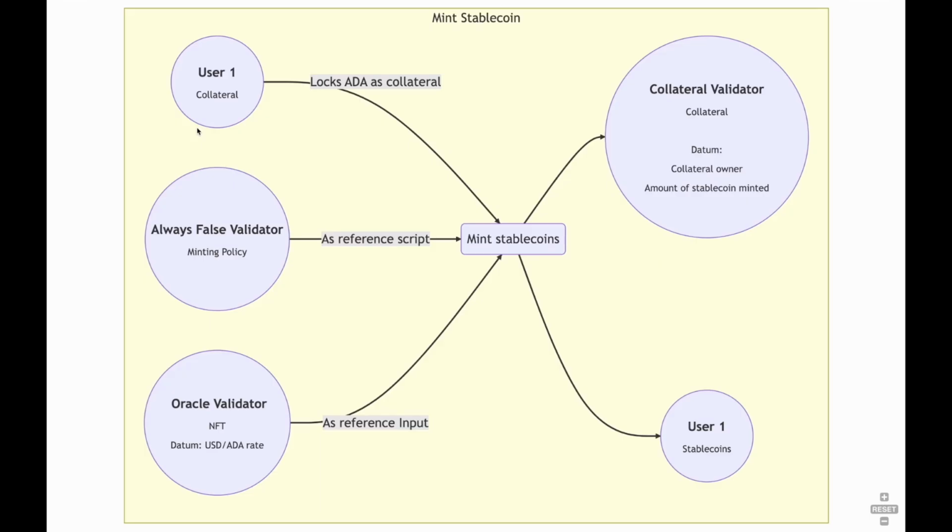And the collateral datum will record the respective owner and amount. And the minting policy enforces that this inequality holds, so that the locked collateral value is at least 150%, times the minted value at the current oracle rate.